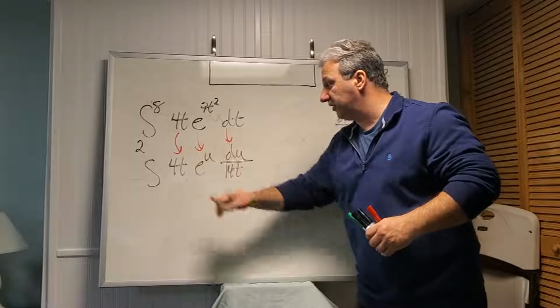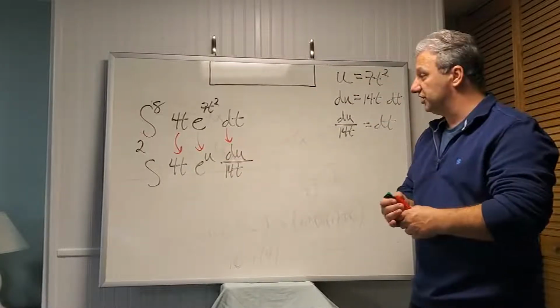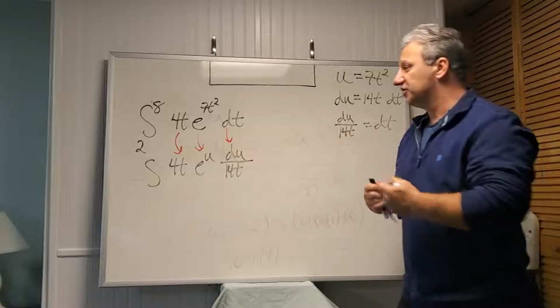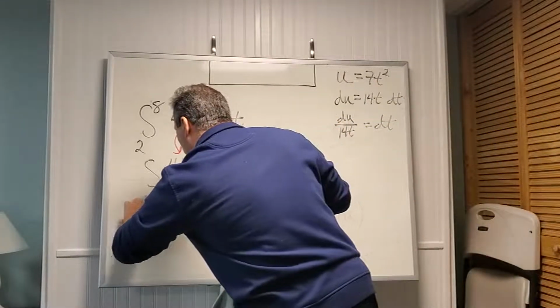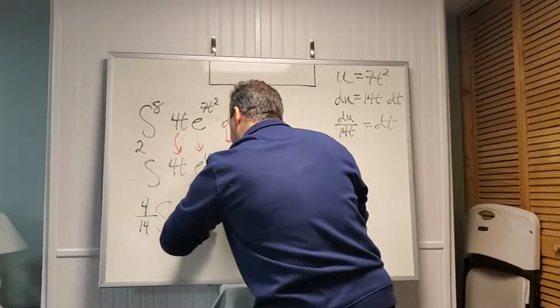The t will disappear because t divided by t. The t's are gone. I'm left with this expression with just u's. That's awesome. So then there's a constant. I pull it out. 4 over 14. Integral e to the u du.